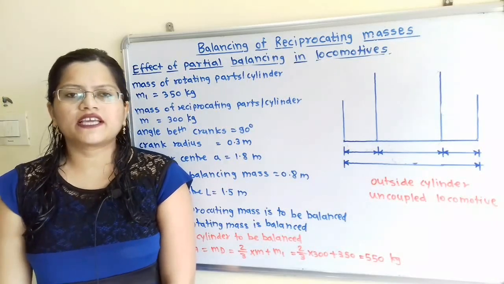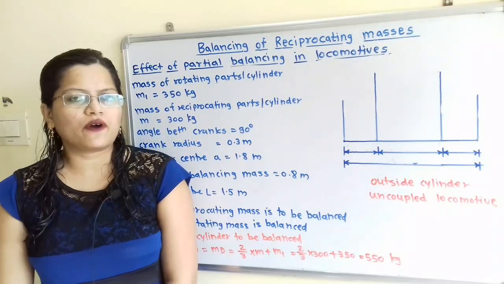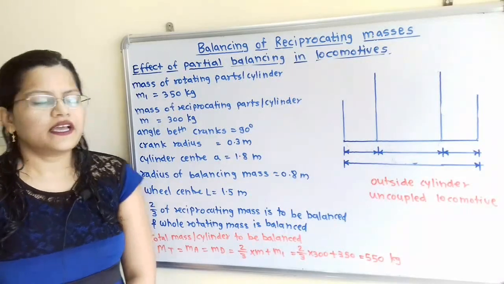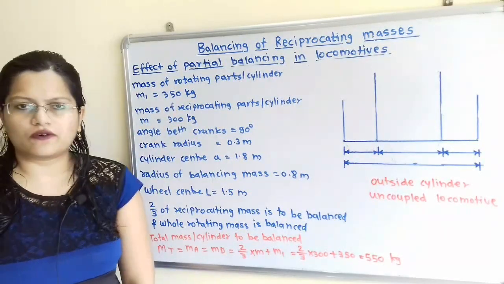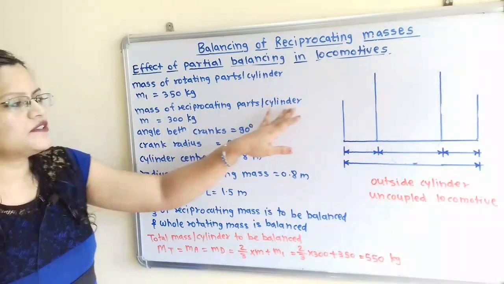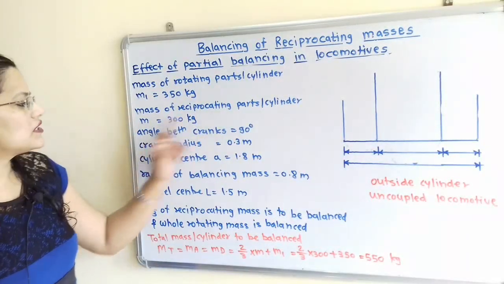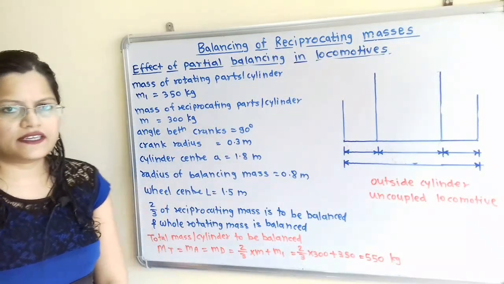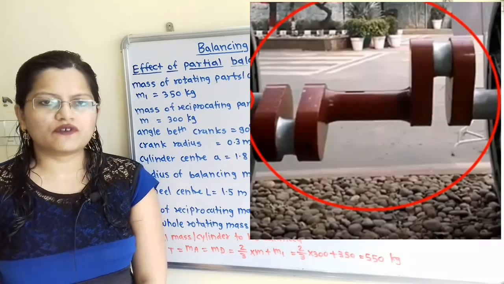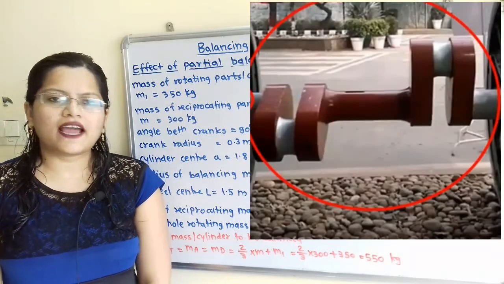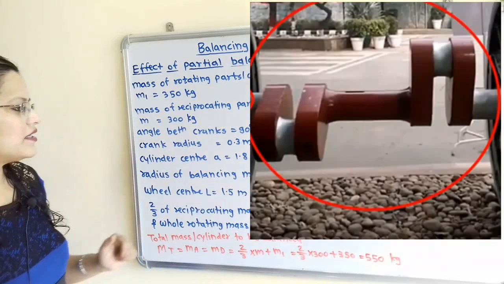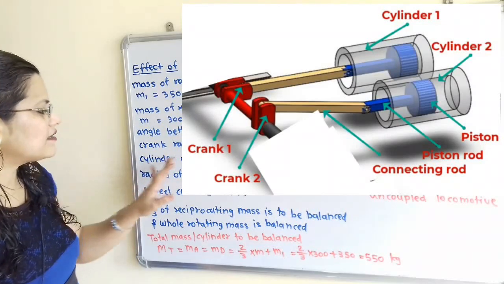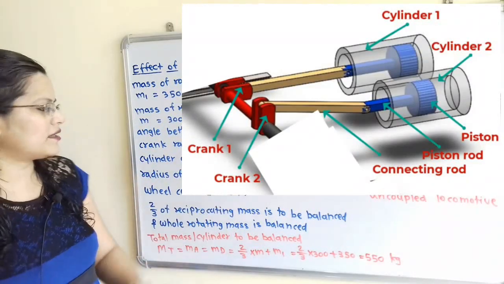Let us understand the given data and we will draw the diagram for the position of planes. Mass of rotating parts per cylinder, M1 is equal to 350 kg. Mass of reciprocating parts per cylinder, M is equal to 300 kg. Angle between cranks is equal to 90 degree. So we know that in locomotive the cranks are set at 90 degree apart and it is mentioned in question. Then the crank radius 0.3 meter and cylinder center is equal to 1.8 meter.